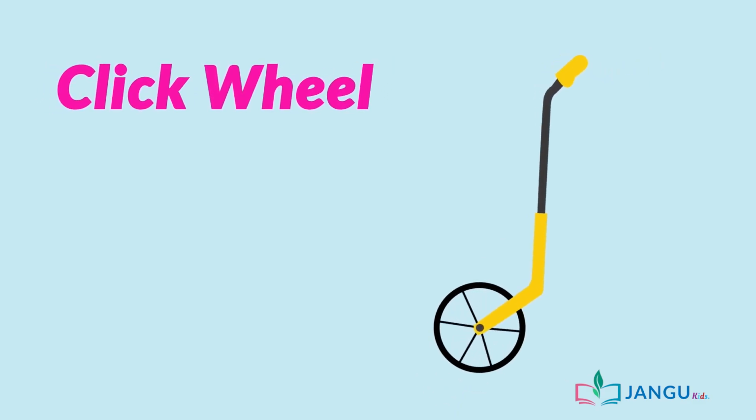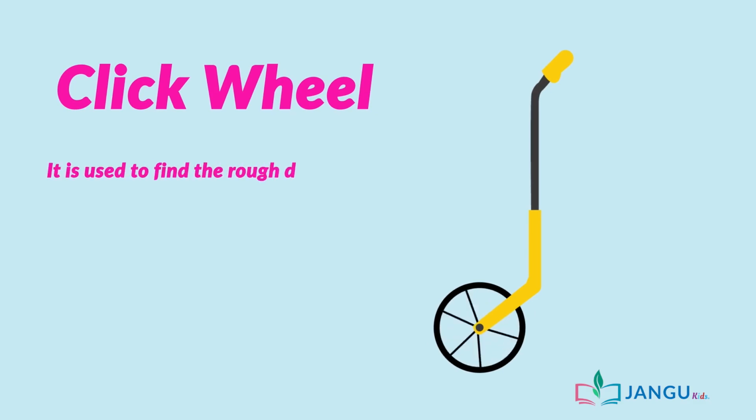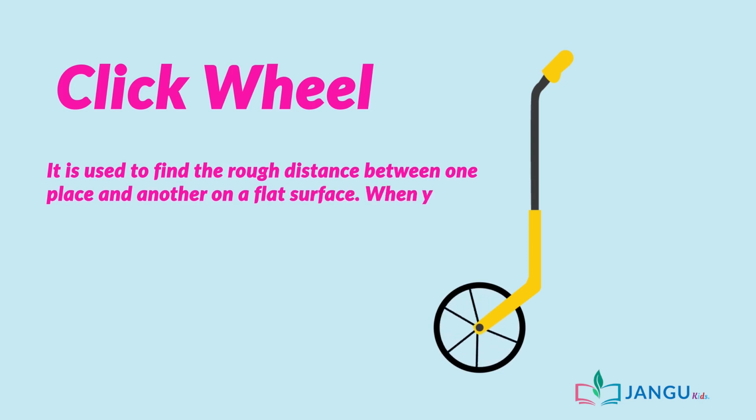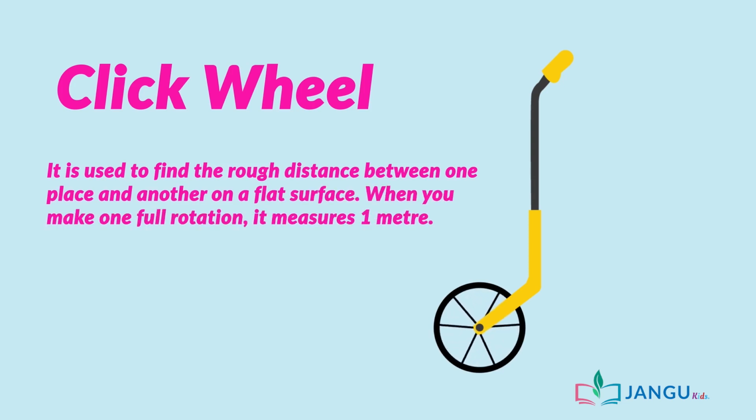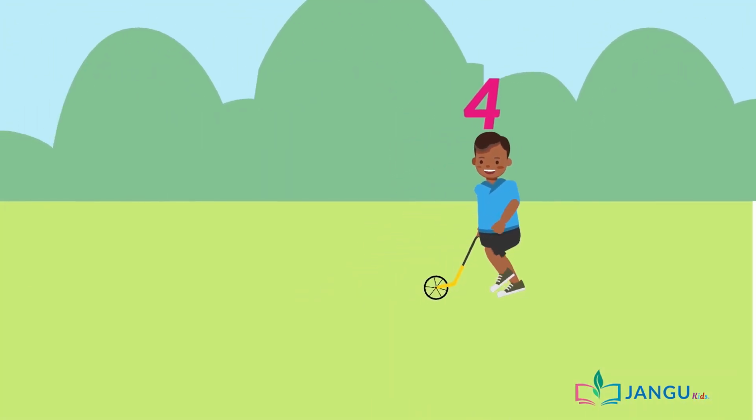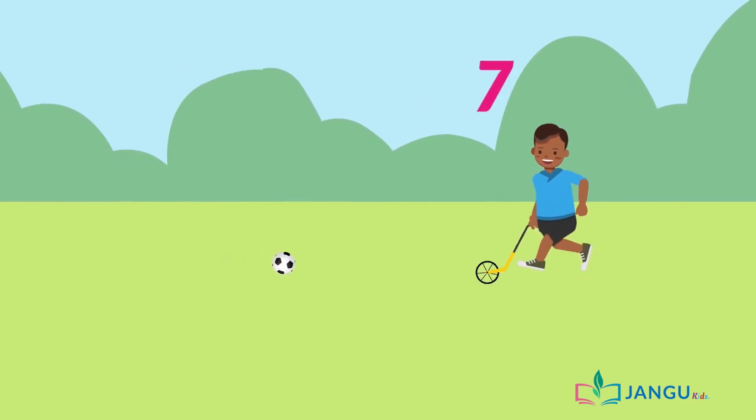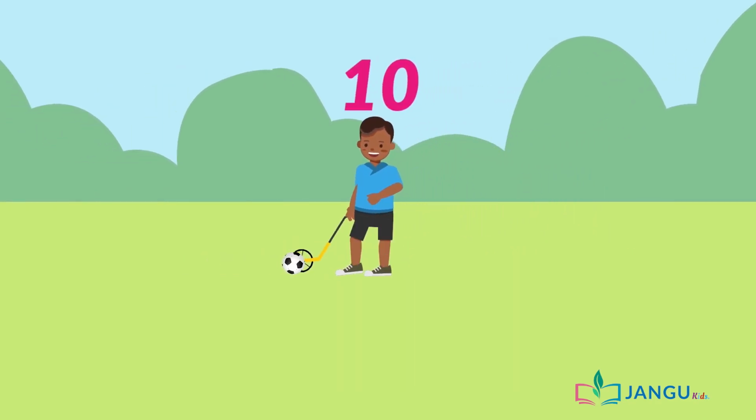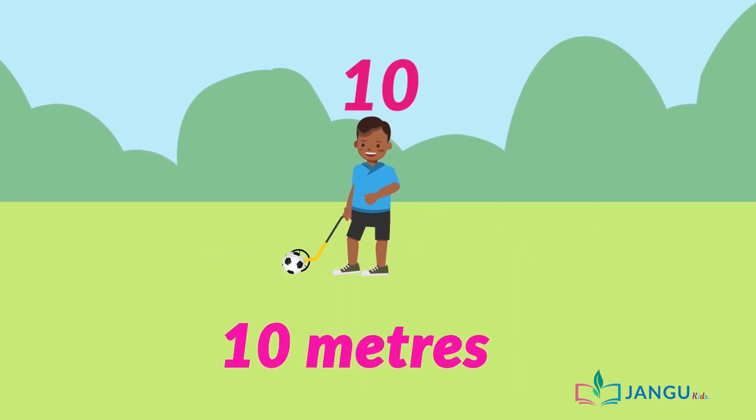Some people call it the surveyor's wheel. It is used to find the rough distance between one place and another on a flat surface. When you make one full rotation, it measures 1 meter. So if Jide makes 10 full rotations between the ball and the pitch using the click wheel, it means the ball landed 10 meters away from the pitch.